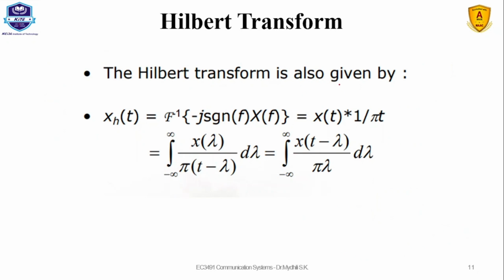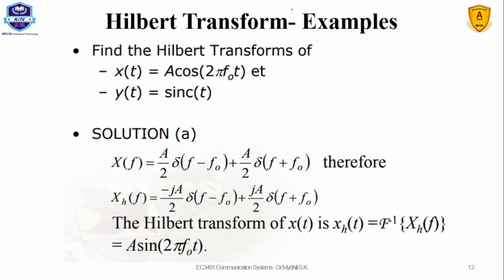The Hilbert transform is also given by x h of t as the inverse Fourier transform of minus j times the signum function times x of f, that is x of t convolved with 1 by pi t. So the Hilbert transform is also given by x h of t in terms of the inverse Fourier transform, and it is represented by the equation ranging from minus infinity to plus infinity, integrated with respect to lambda.